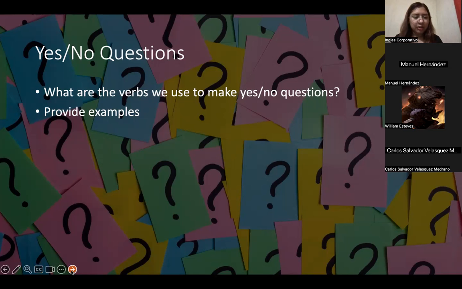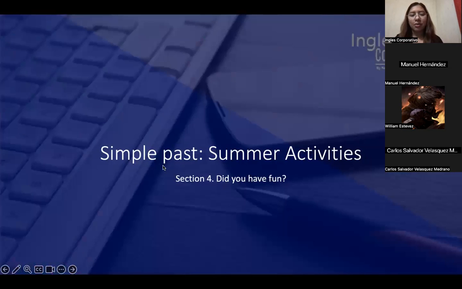Okay, so we're going to continue with the presentation. We are always working in simple past tense, solamente que vamos a adquirir más vocabulario. Here we have summer activities. We're going to get the correct vocabulary when we are talking about summer activities. Do you know the meaning of summer activities? Actividades de verano. Okay, awesome. And it is from section 4, did you have fun?